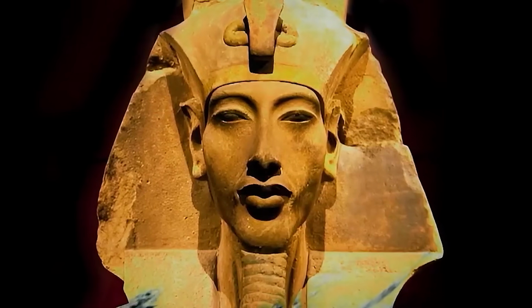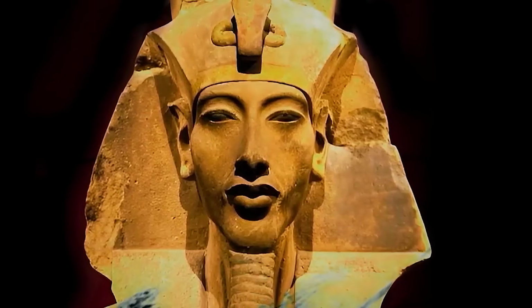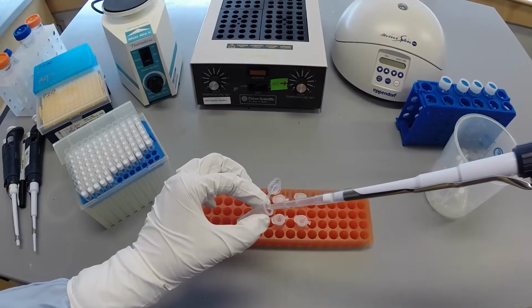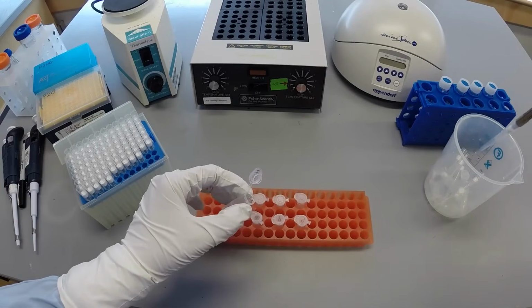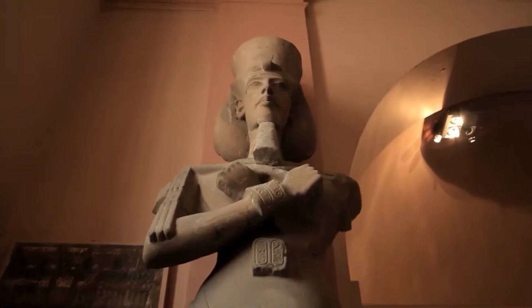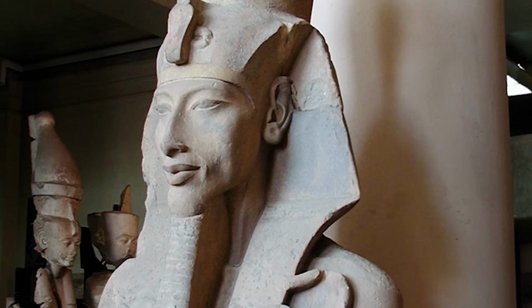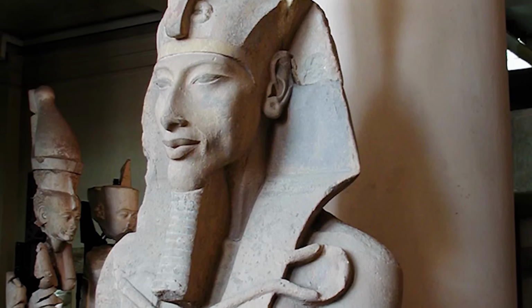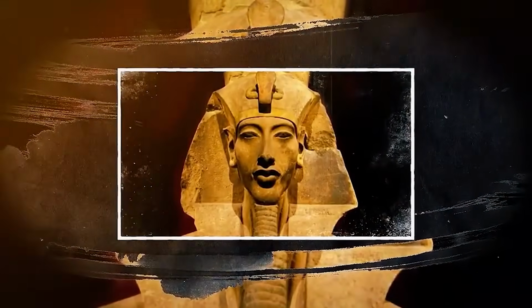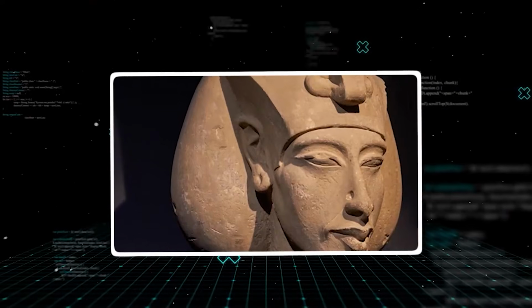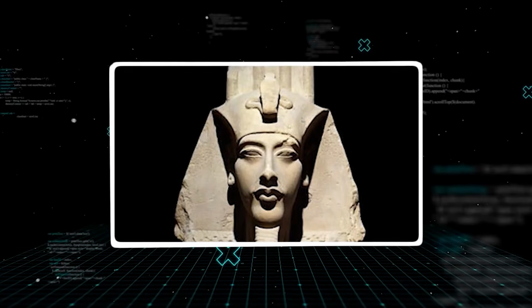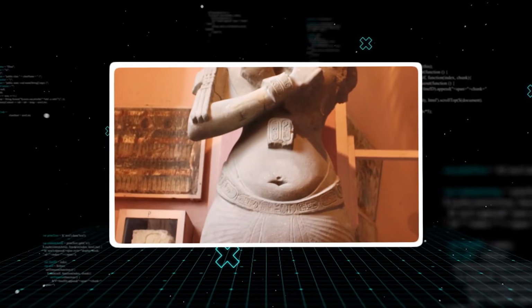Around 1353 BCE, Pharaoh Akhenaten rose to power and completely transformed Egypt. He abandoned the traditional gods, established the worship of the Aten, and built a new capital at Akhetaten, modern Amarna. But what puzzled historians most was not his religion, it was his appearance.